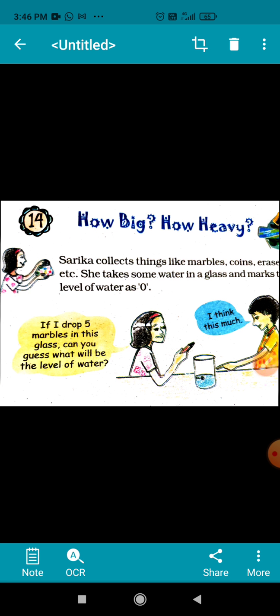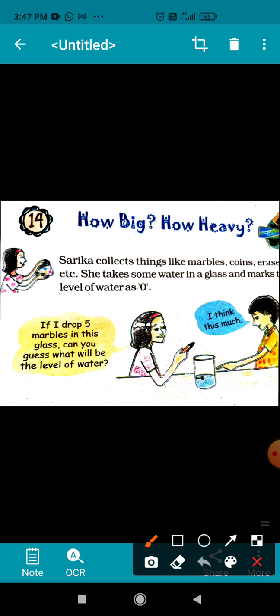Children, you have already learned about the capacity of an object, and this capacity is also known as volume. It means the volume of an object is the space occupied by the object. And children, the unit of volume is cubic centimeter or cubic millimeter.